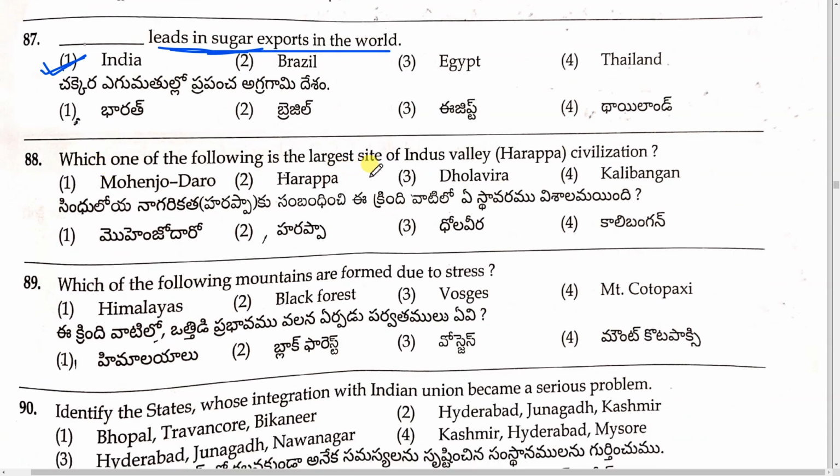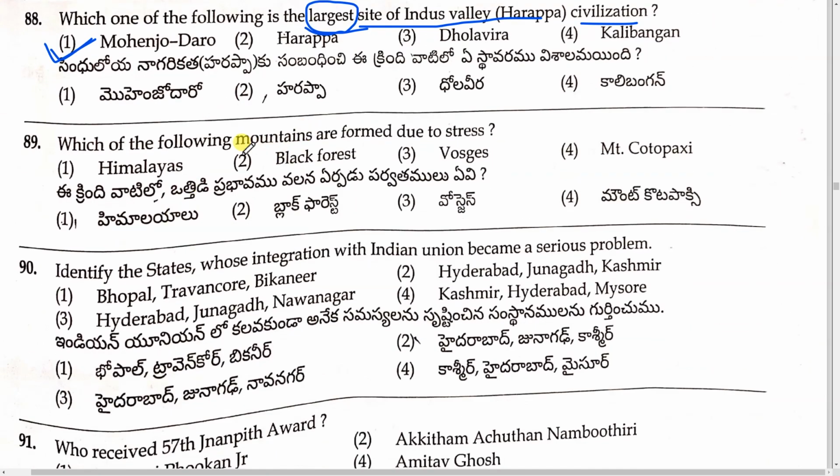Which one of the following is the largest site of India's Indus Valley Harappan civilization? The largest here is written, largest site. Which of the following mountains are formed due to stress? So due to stress, which of the following mountains has been formed? So the mountain is Himalaya.